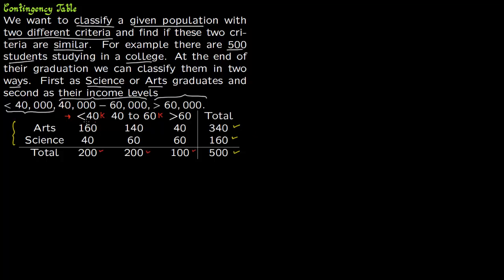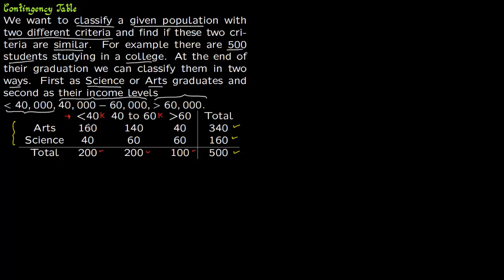So now you split it. Arts students who earn less than 40k is 160. Science students who earn less than 40,000 is 40. Arts students who earn between 40 and 60 is 140. Science students who earn between 40 and 60 is 60, and so on. So you have broken up the table. Again, you can add 160 plus 140 plus 40, you get 340. You have 40 plus 60 plus 60, you get 160.